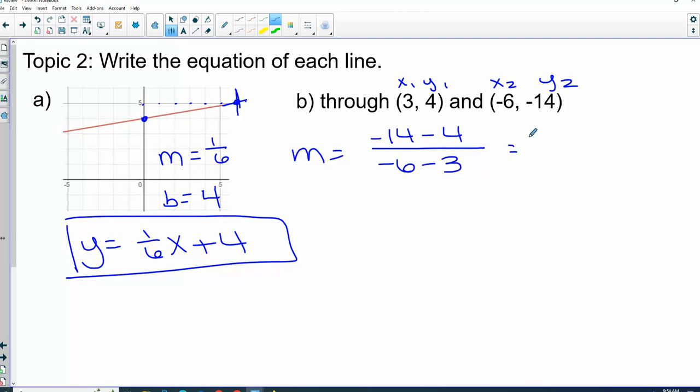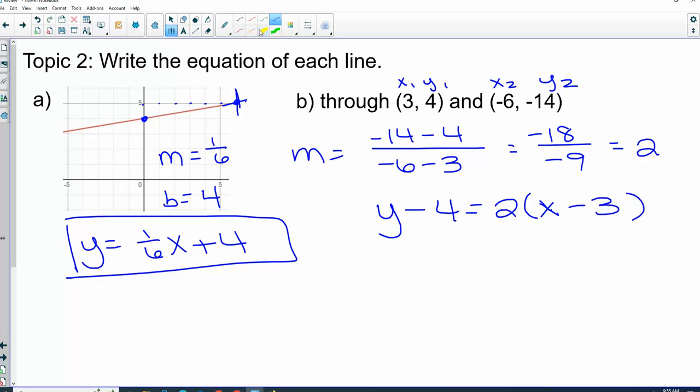Alright, so -14 minus 4 is -18. -6 minus 3 is -9. -18 divided by -9 gives us +2. Bailey, can you tell me where I go from here? We want the equation. y minus 4 equals 2 times x minus 3. We use our point and our slope, and we're plugging into our point slope formula. If you don't know that, you need to know it before tomorrow.